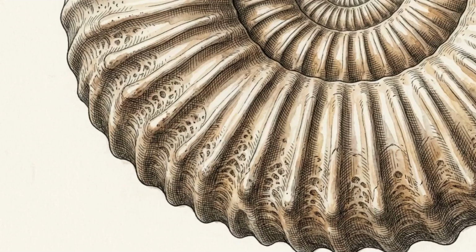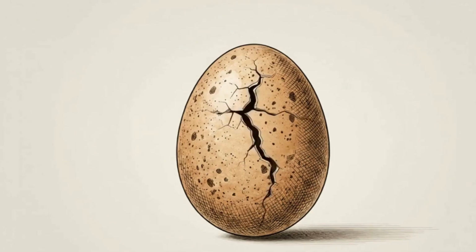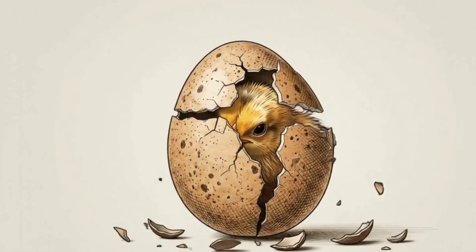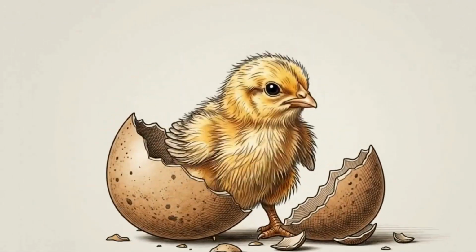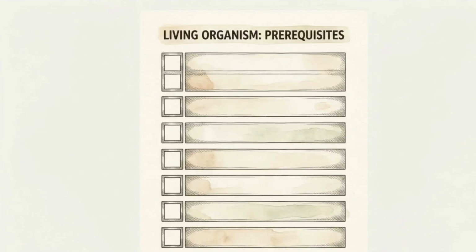The fossil looks exactly like a biological creature, complete with bones and structure, yet it is entirely made of stone. The egg just sits there like an inanimate pebble, but under the right temperature, it will hatch a living chick. Because appearances are misleading, biologists don't guess. They rely on a strict, unbending prerequisite checklist to officially classify an entity as a living organism.